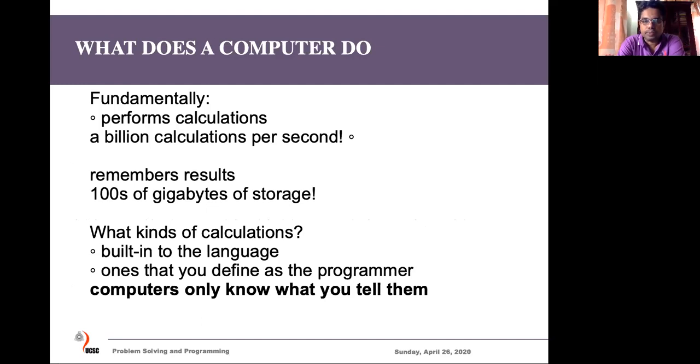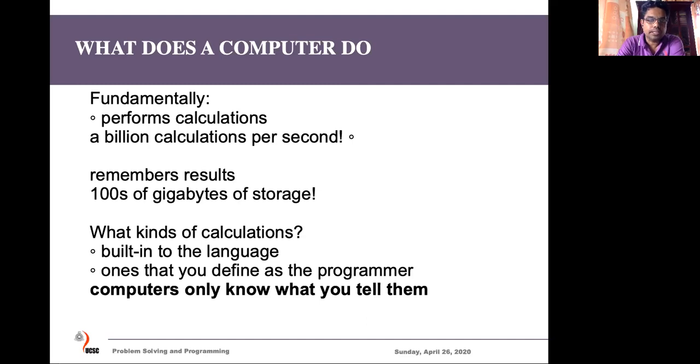Basically, what does a computer do? A computer performs calculations and then remembers the results. That's what they do. Or in other words, in general terms, we can say computers process the data and store the results. Modern computers can process billions of calculations, so billions of data per second. And they can remember gigabytes of data in their memories, plus added storage like hard disks or external storage.